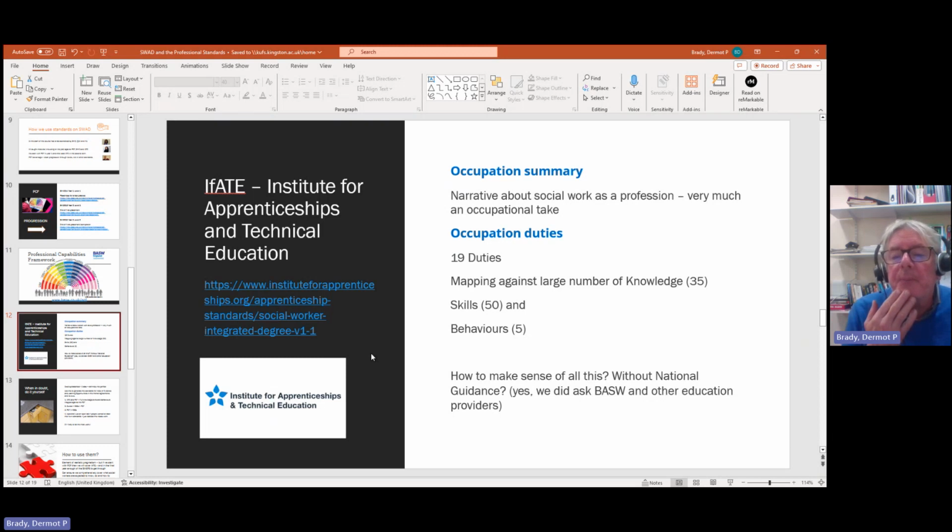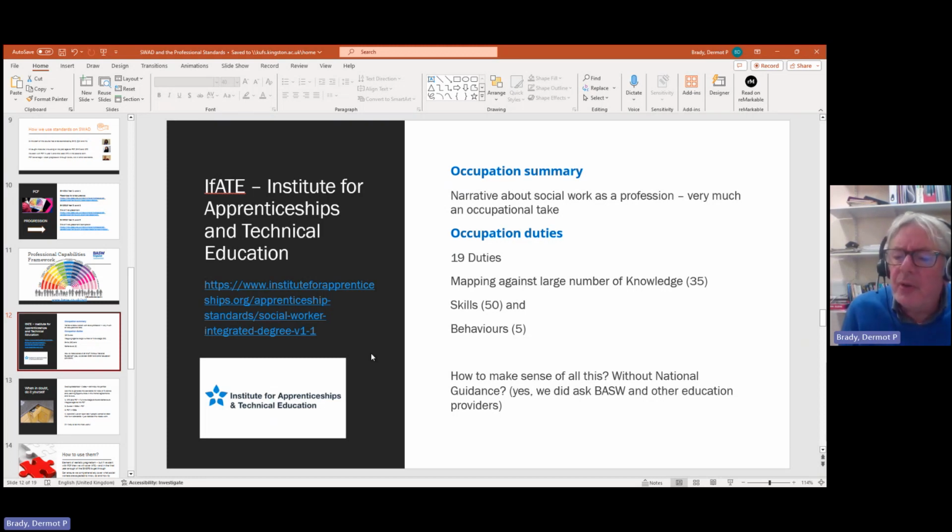But, there you go. So there are occupation duties, and this is where it starts to get a little bit more complicated. There are 19 duties. I'm not going to list all the categories because I'm not entirely sure that we need to, but at the moment, just for the sake of our discussion, there's 19 duties, and these in turn are mapped against a large number of knowledge, skills, and behavior statements. So there's 35 things that a social worker should know, 50 things that they should be able to do, and 5 broadly professional behaviors that are expected of them.